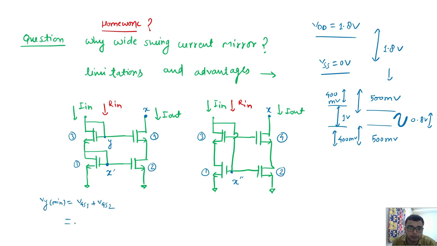If I consider for the time being both the VGS the same, then this is nothing but V overdrive of 1 plus VTH of 2. I am not marking here 1, I just want to tell how much we are losing. V overdrive plus VTH of 2. So overall the minimum value that we will have is 2 overdrive plus 2 VTH. So this is the requirement of the minimum value from the side of transistors M1 and M3. So what should be the exact minimum value of Vy from the side of transistors M2 and M4?